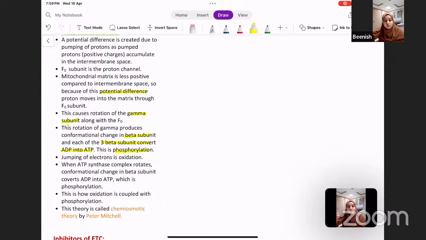So jumping of electrons is oxidation. And when the ATP synthase complex rotates, conformational changes take place in the beta subunit and it converts ADP into ATP, which is known as phosphorylation. Thus we say that oxidation is coupled with phosphorylation. This theory is known as the chemiosmotic theory, and it was given by Peter Mitchell.